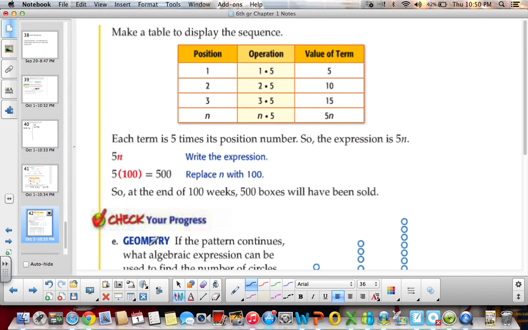Okay, so here's another example of a table. So our position, we have 1, 2, 3, and then notice how they put an n. Okay, and then the values are 5, 10, 15. So we can see that we take our position number and multiply by 5 to get our value of the term. So if we wanted to find out the value at position 100, we know that it's 5 times whatever number it is, so 5n. So we would go 5 times 100, and it would be 500. So the value of the term would be 500.